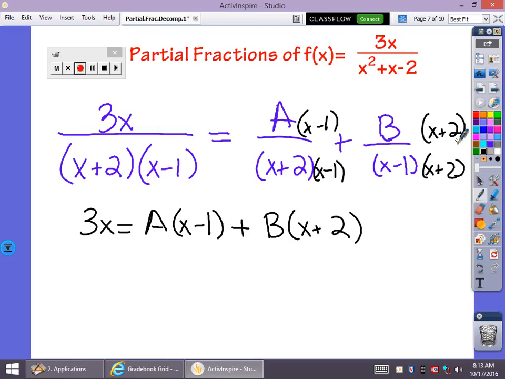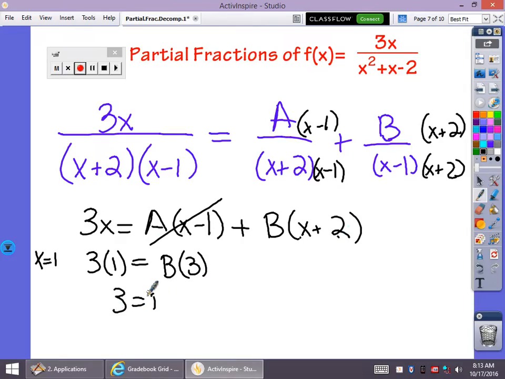Are we okay? Everyone good with that? All right. So now I'm going to do x equals 1. So 3 times 1 equals 3, and the a term goes away. And then b times 3, because 1 plus 2 is 3. 3 equals 3b. B equals 1.